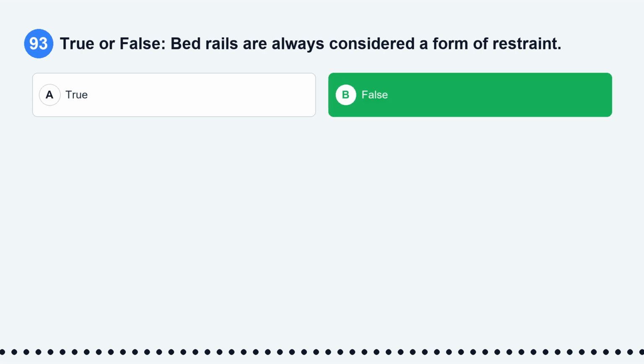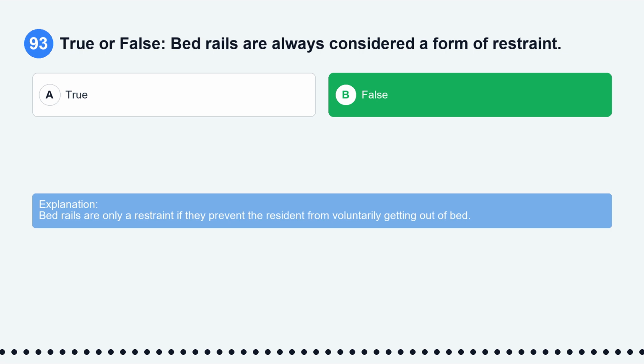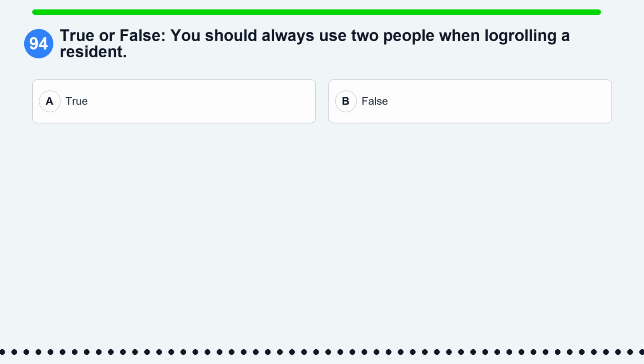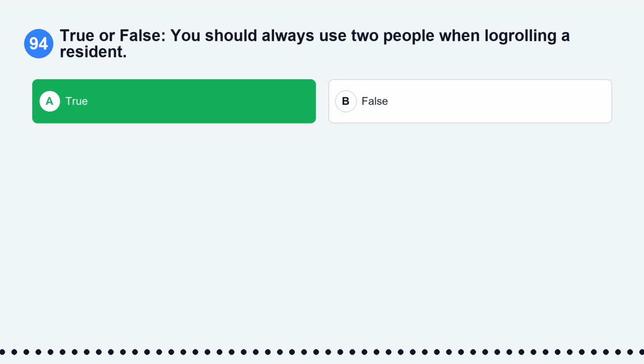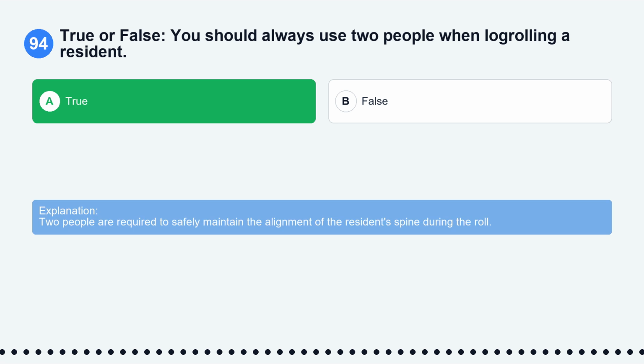The correct answer is option B, false. Bed rails are only a restraint if they prevent the resident from voluntarily getting out of bed. Question 94. True or false, you should always use two people when log rolling a resident? Option A, true. Option B, false. The correct answer is option A, true. Two people are required to safely maintain the alignment of the resident's spine during the roll.